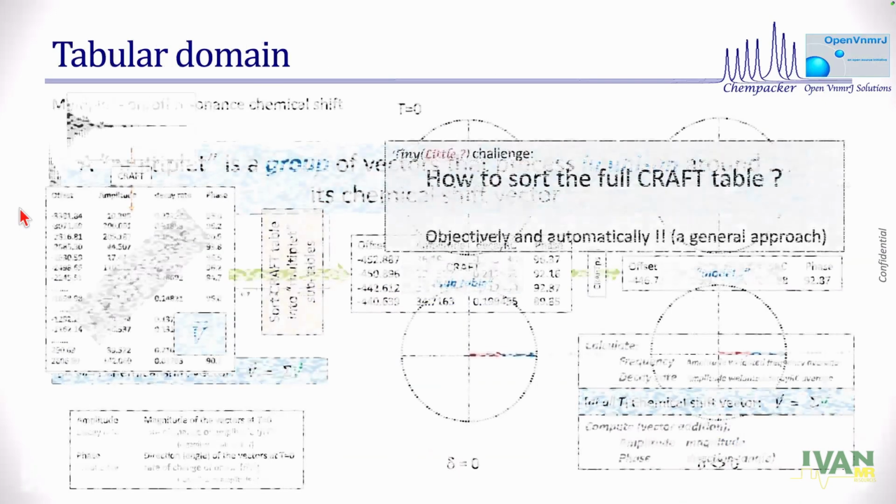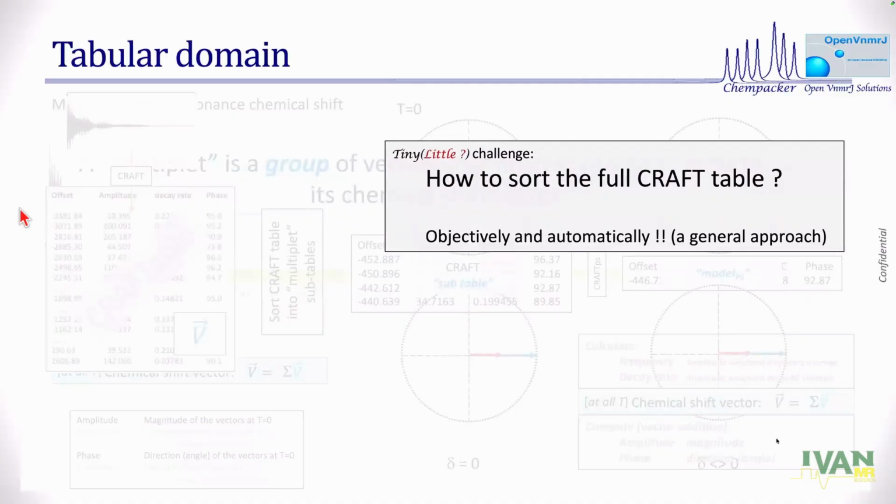It's too easy. So the little challenge that we face in front of us is, how do I sort this completely unsorted CRAFT table, which is a description of the FID? How do I sort that into subtables, each one describing a group of vectors that precess in unison around its chemical shift? That is fundamentally the challenge. I call it a tiny little challenge, but that is said sarcastically. And we want to do this automatically and objectively. No user needs to go in and set, this is the frequency that I'm looking for.